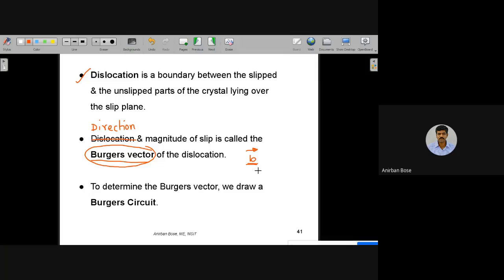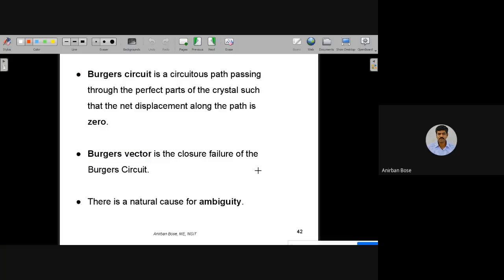To determine the Burger's vector, we draw a Burger's circuit. Okay, so by drawing a Burger circuit, we can find out the Burger's vector. So a Burger circuit is a circuitous path passing through the perfect part of the crystal such that the net displacement along the path is 0. Okay, let us do it first and then we'll see.